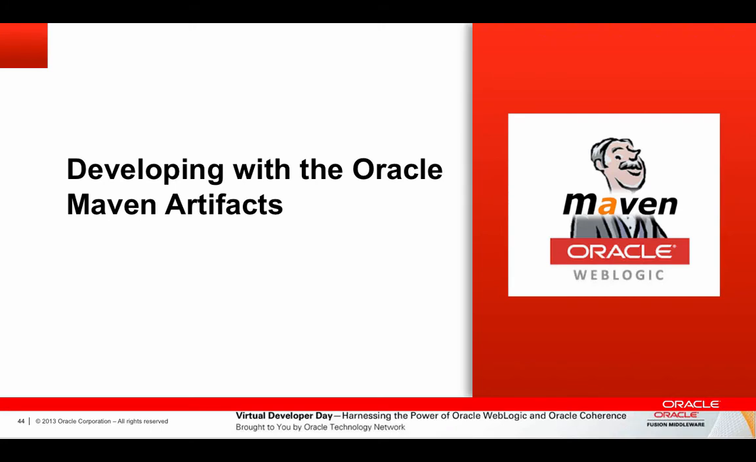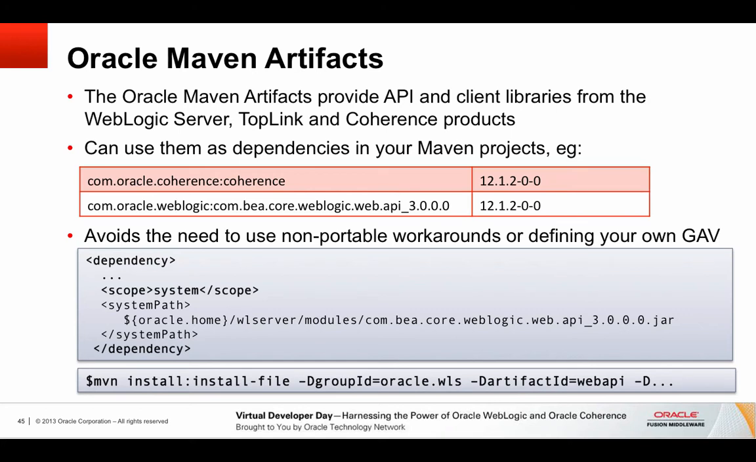Alright, so what we'll now look at is developing with the Oracle Maven artifacts. One of the positives that we get from pushing the Oracle libraries into the Maven repository is that not only do we have plugins and the archetypes available, we also have now our public APIs, and various other jar files that you can utilize in your own specific Maven projects by simply declaring a dependency on them.